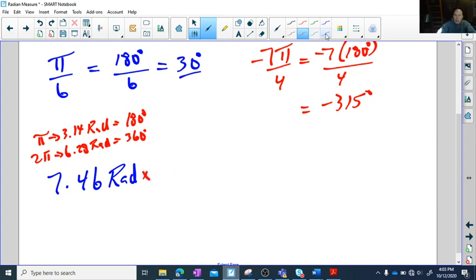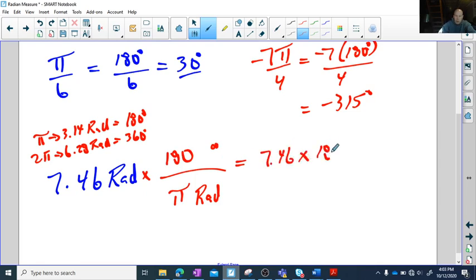And now, like you would have done in Foundations 10, I would set up a conversion factor. I'd say I want to get out of radians, and I want to end up in degrees. And say, okay, what's the connection between them? There's pi radians in 180 degrees. So I'm going to go 7.46, multiply it by 180. I'm going to divide that answer by pi, and we should now then be in degrees. So let's see what I get here. 7.46, multiply that by 180, I get 1342.8, and then I need to divide that by pi.